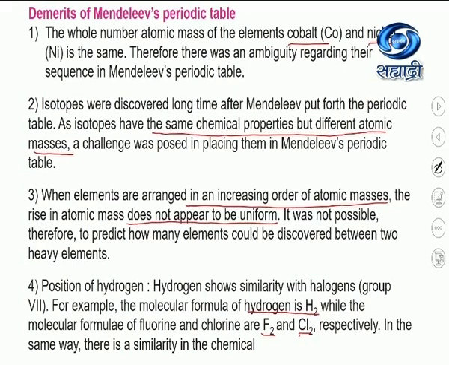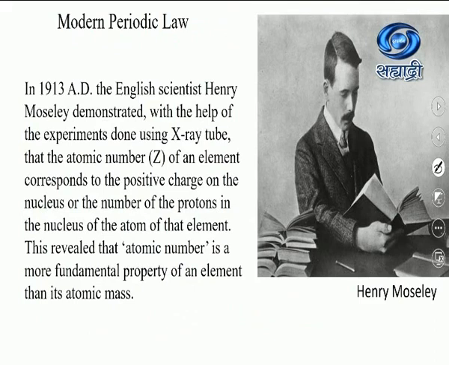So those are the demerits of Mendeleev's periodic table. And therefore, this periodic table is also not accepted. Modern periodic law. Right now, we are referring to the modern periodic table, which was discovered by Henry Moseley.